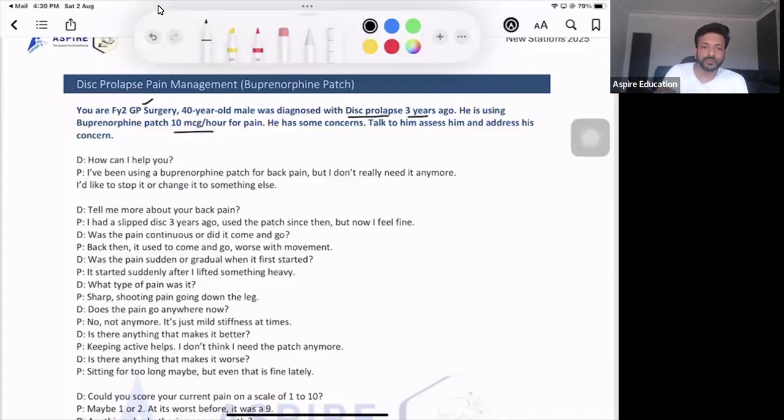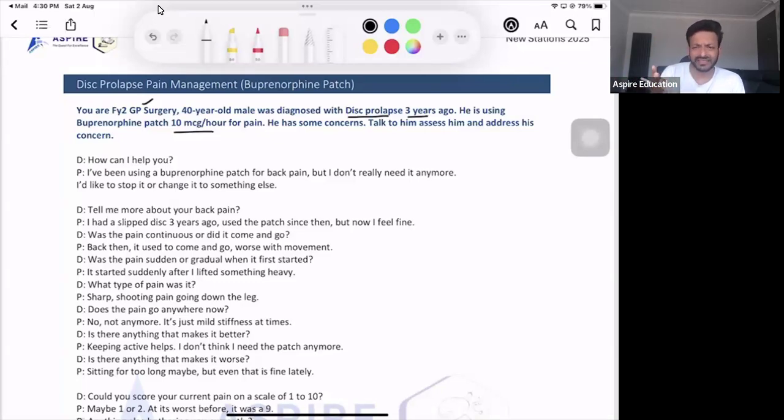Right, so disc prolapse. In this station, I would like you to take a history about the pain as well. And with disc prolapse, obviously the patient must have presented with back pain. Now, always hope for the best, but think for the worst for the patient. Why did I say that? So when you're taking history, you have to ask for the worst thing.